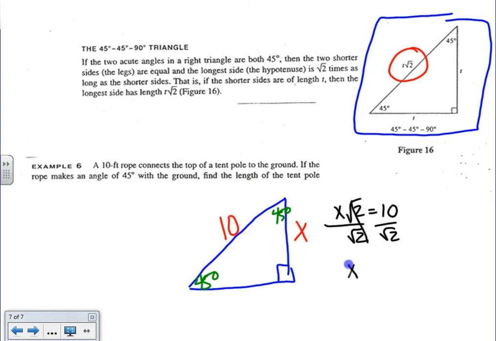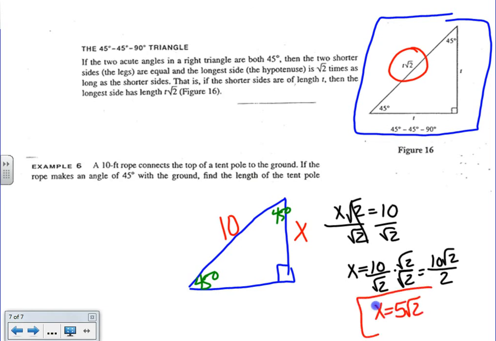And you might remember doing this a lot in geometry. 10 over square roots of 2 is not an okay answer. Again, we have to rationalize. And that's how we're going to get 10 square roots of 2 over 2. But we're still not done. Because the whole numbers 10 and 2 can reduce, my real answer is x equals 5 square roots of 2. That is the length of the tent pole.